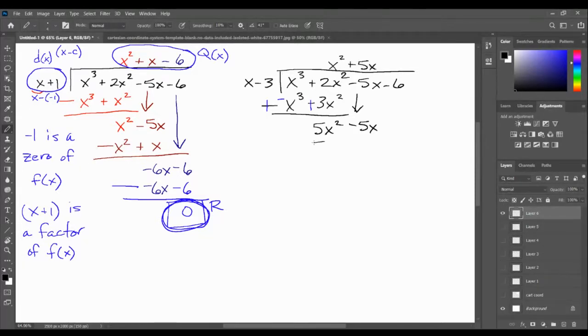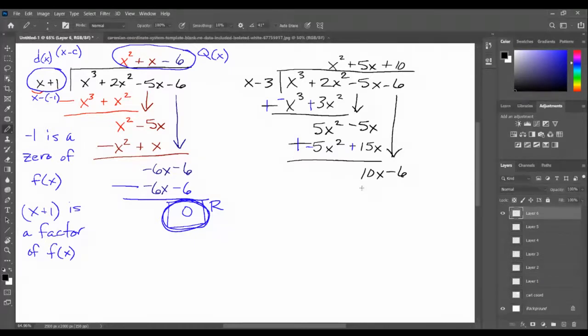5x times x is 5x squared. 5x times negative 3 is negative 15x. Need to subtract that. I'm going to go ahead and add a negative, so I'm changing the signs and going to add. 5x squared plus negative 5x squared is 0. Negative 5x plus 15x is 10x. Bring down the negative 6. What do I multiply x by to get 10x? Well, that's 10. And notice this last one will always be a constant, won't have an x in it.